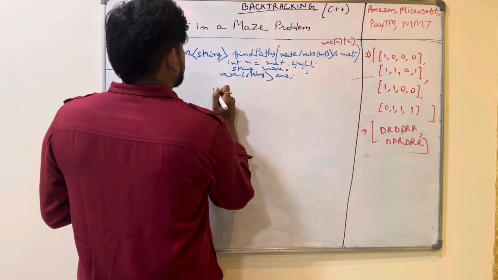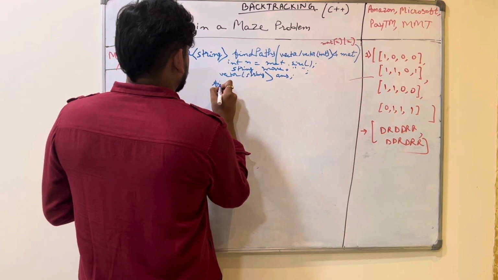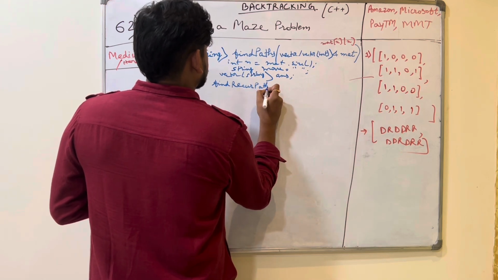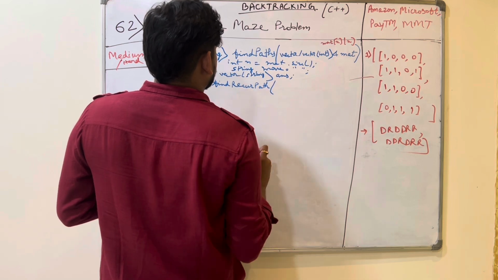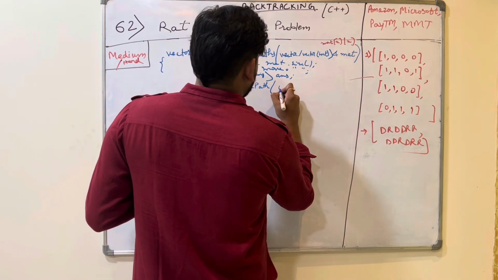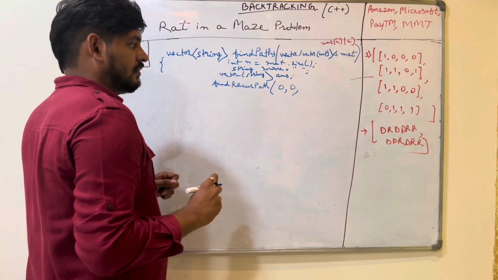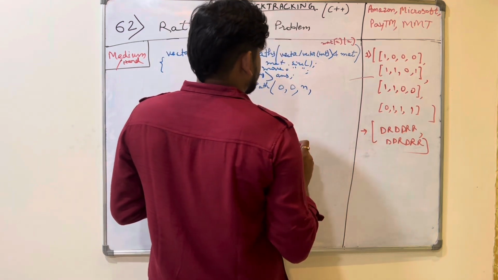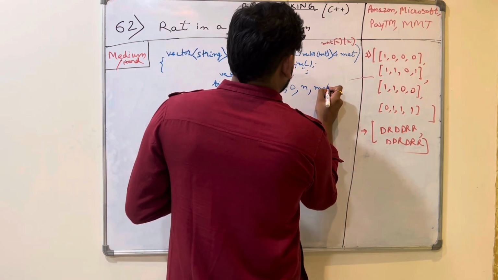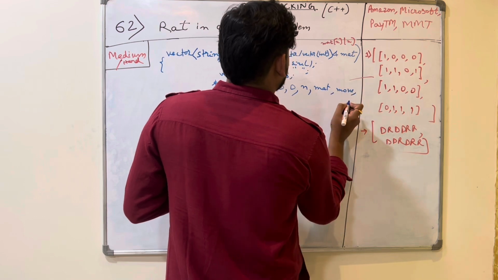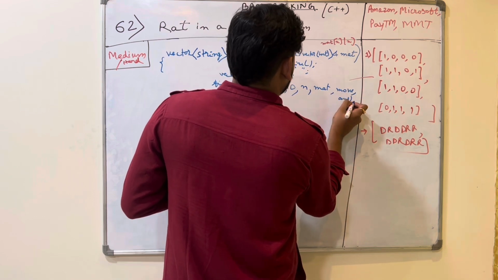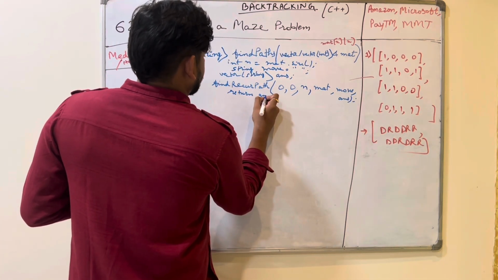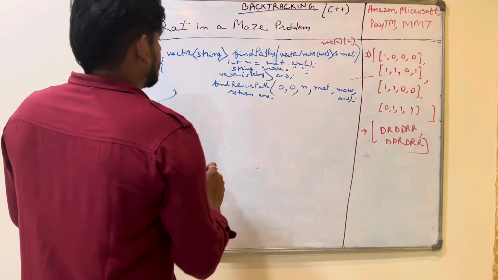Now we call find recur path. We give the matrix, n, and the index 0 0, and then we give the size of the matrix, then the matrix, the string, and the answer where we will store this. And then finally we return the answer. Now we define the recursive path.